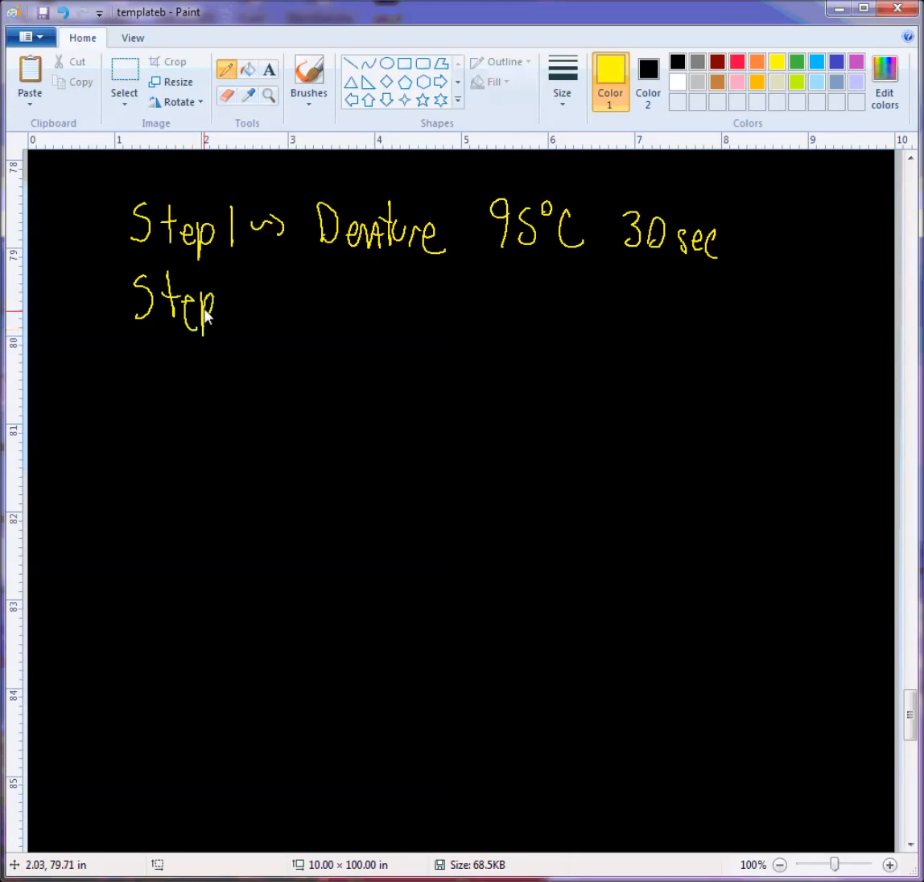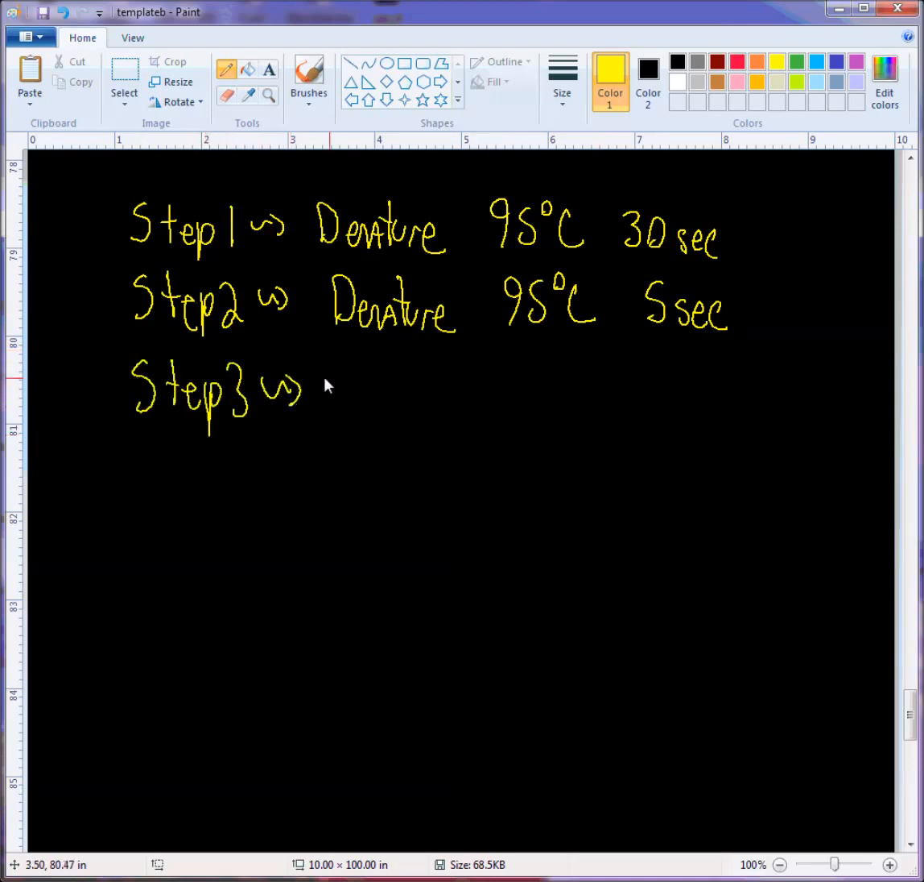Okay, and in step 2, now we're going to do something weird here. We're going to denature again. We've already denatured once, but we're going to have a step 2 denaturation step at 95 degrees Celsius, and now we're only going to do it for 5 more seconds. Step 3 is our annealing step. We're going to lower to the annealing temperature. Let's say the lowest Tm of one of our primers was 65 degrees, so we'll set the annealing for 60 degrees Celsius, and we're going to run this for 15 seconds. Only 15 seconds are needed for that primer to find the right spot on the template and bind.